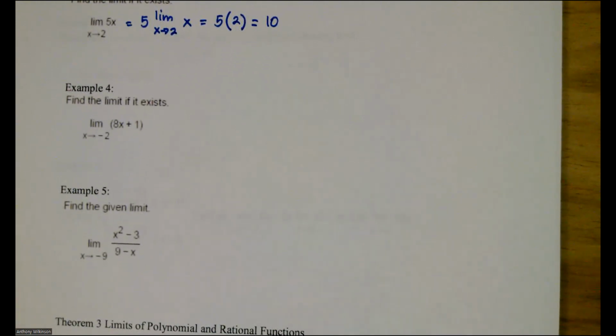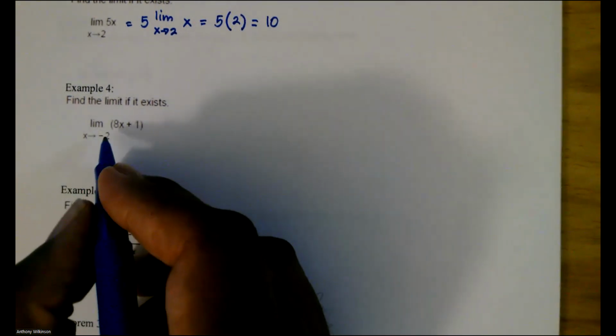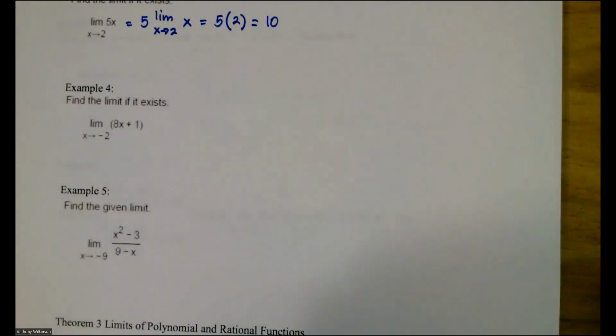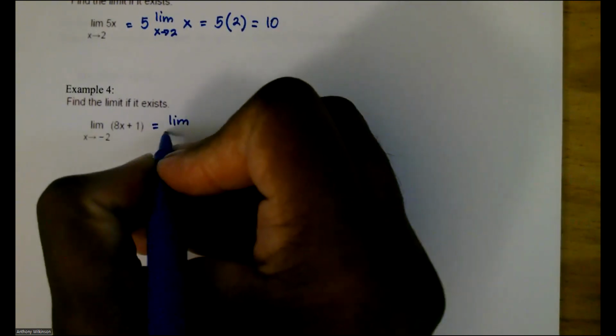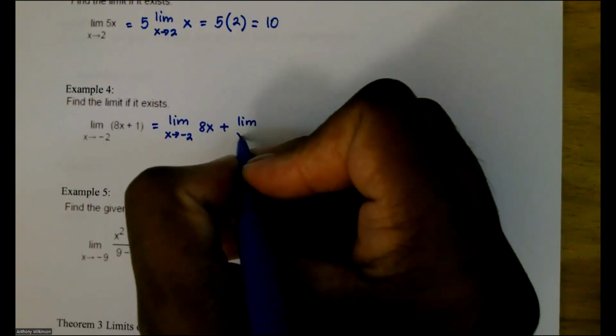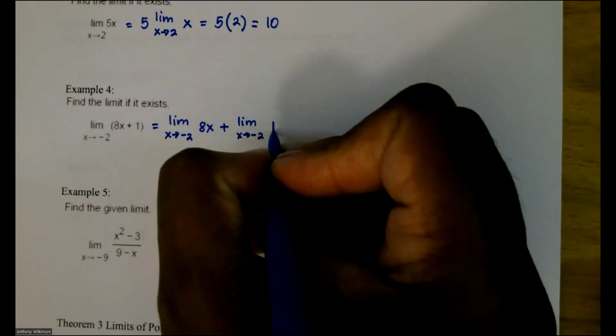All right, example 4 looks like this. The limit as x approaches -2 of 8x plus 1. Well, notice I have a limit of a sum. I can write that as the sum of the individual limits, which is, of course, property number 3. So in this case, I can write that as the limit as x approaches -2 of 8x plus the limit as x approaches -2 of 1.